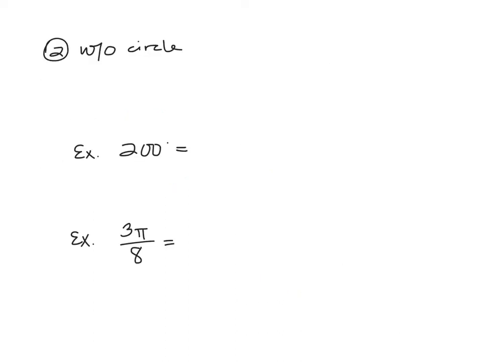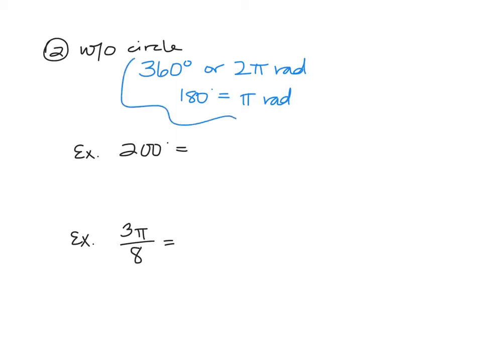Obviously, not all the ones that you do are going to be on the circle. So looking at your circle, you should see that 200 and 3 pi over 8 are not on there. So because those are not on the circle, we have to use another method. Remember on the last one, we said that all the way around the circle was 360 degrees, or that's the same as going 2 pi radians. Or we simplified that to just say that pi radians in and of itself was the same as 180 degrees. So anywhere in here is a conversion factor that you can use.